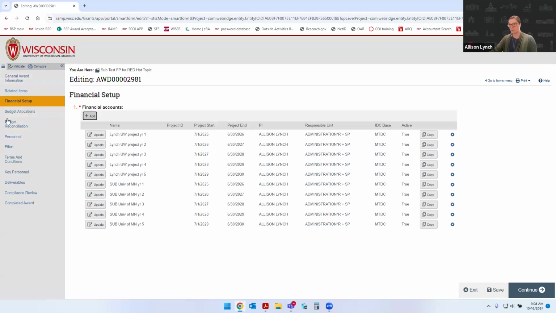financial setup page, you can see that we have outlined a large number of projects. This is going to be one UW PI, so we don't have multiple PIs here, and one outgoing sub to the University of Minnesota. So since this award does not have automatic carryover, the normal process that has been standard would have been separate projects for all UW spending accounts.